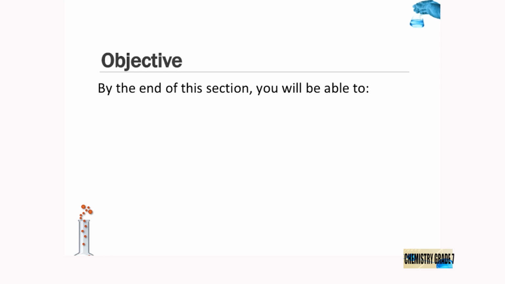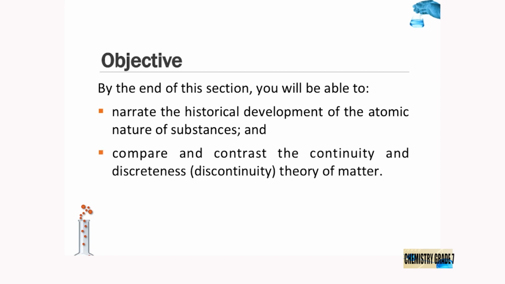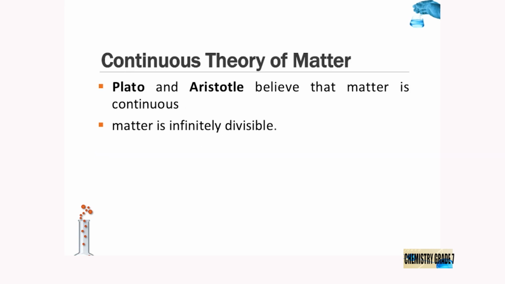Subunit 1, Historical Development of the Atomic Nature of Substances. By the end of this subunit, you will be able to narrate the historical development of the atomic nature of substances, and compare and contrast the continuity and discreteness or discontinuity theory of matter. In the continuous theory of matter, Plato and Aristotle believed that matter is continuous. That means that matter is infinitely divisible. That means if you take something like a piece of paper, you can continue to cut it forever and ever, and there will never be a limit.